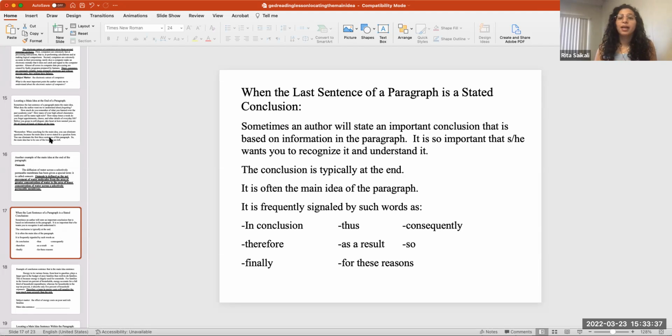All right. How do we know it's the last sentence? Apart from the fact that we see it, they typically end in a similar way, right? In conclusion, therefore, finally, thus, as a result of, consequently, so, for these reasons. These are all ways that the author can say or indicate that this is the last sentence. And if you know it's the last sentence, then you can look at it to find the main idea if you are having a hard time finding the main idea somewhere else. Cool?